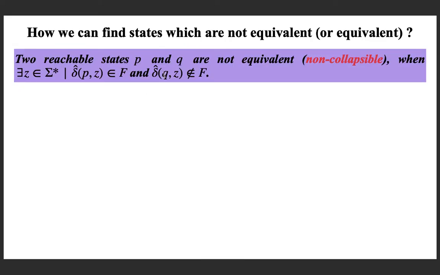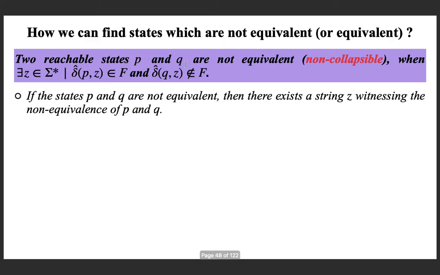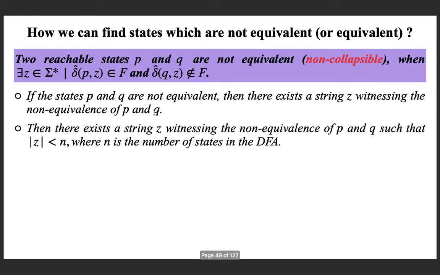So, two reachable states P and Q are not equivalent or non-collapsible when there exists a distinguishing string Z such that the path for Z from one of them is going to a final state and from the other is going to a non-final state. So, if the states P and Q are non-equivalent, then there exists a string Z witnessing the non-equivalence of P and Q. That is what we said.